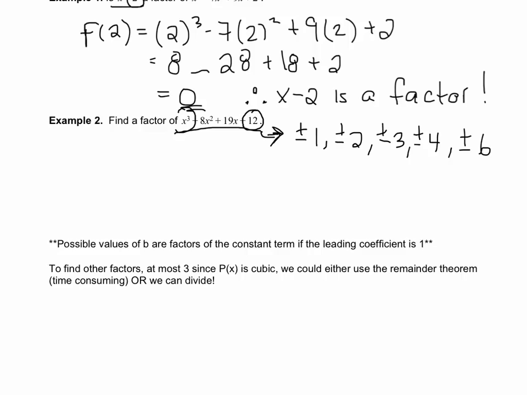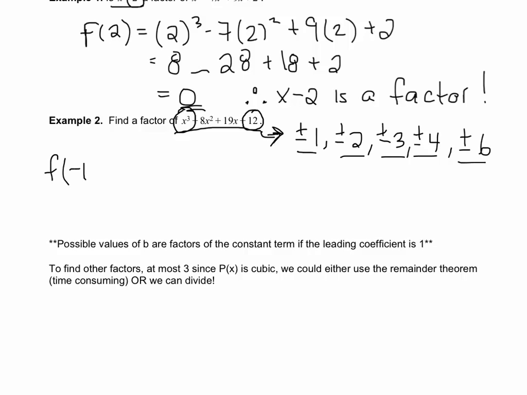Since this polynomial is positive, it would be a good idea to try some negative values for b. What you want to do, unfortunately this is a little bit of a checking game, is try some of your negative values. Let's try negative 1 first.